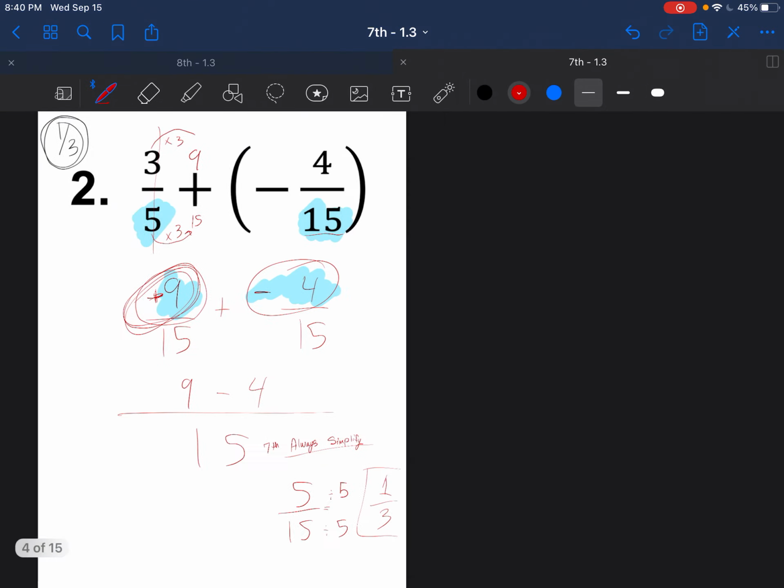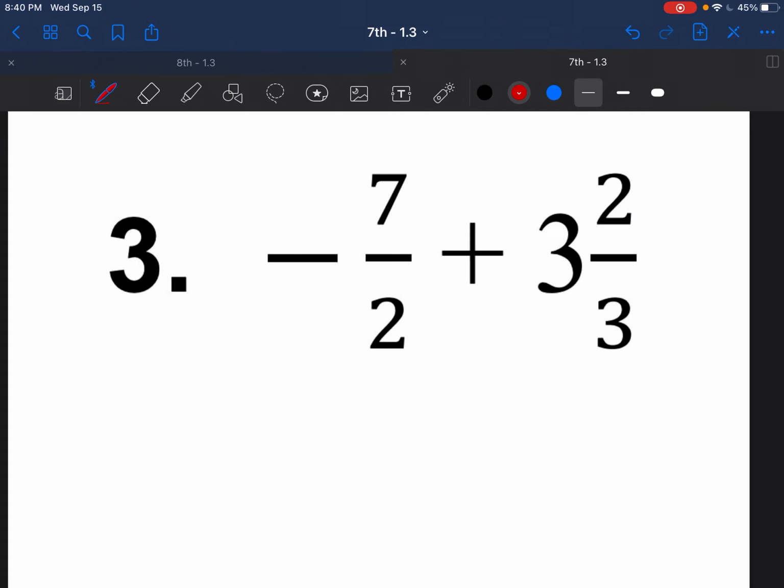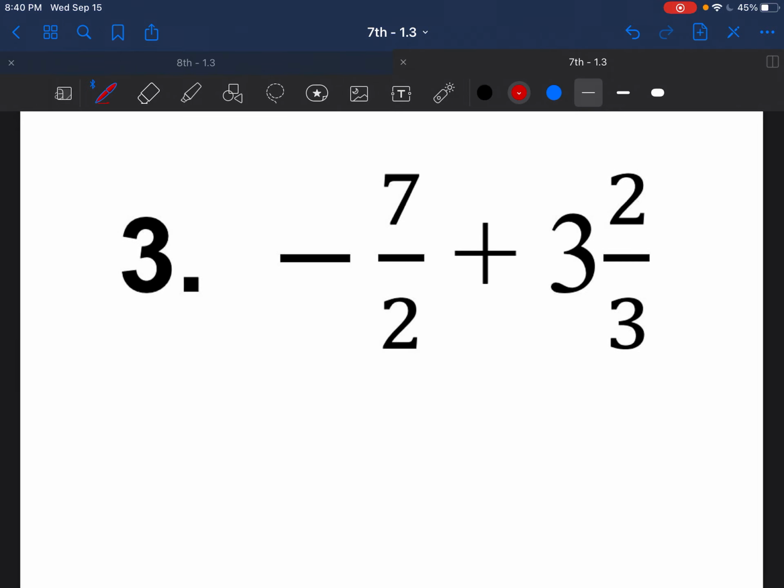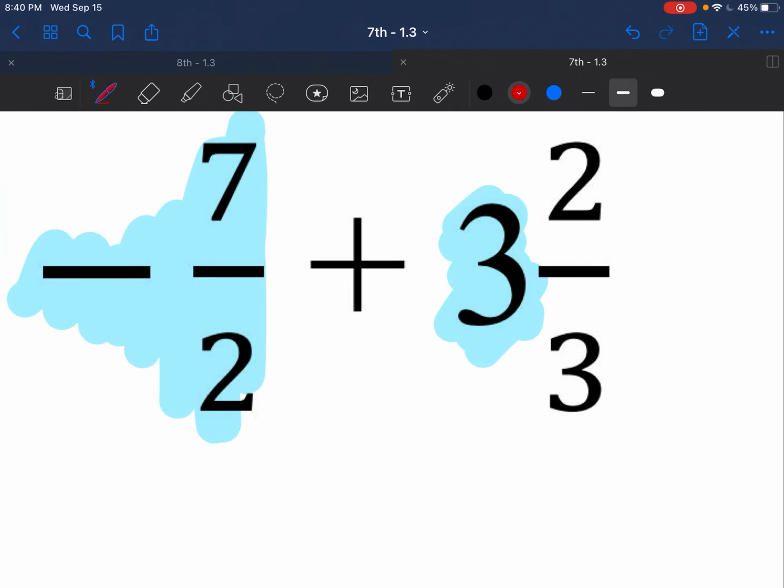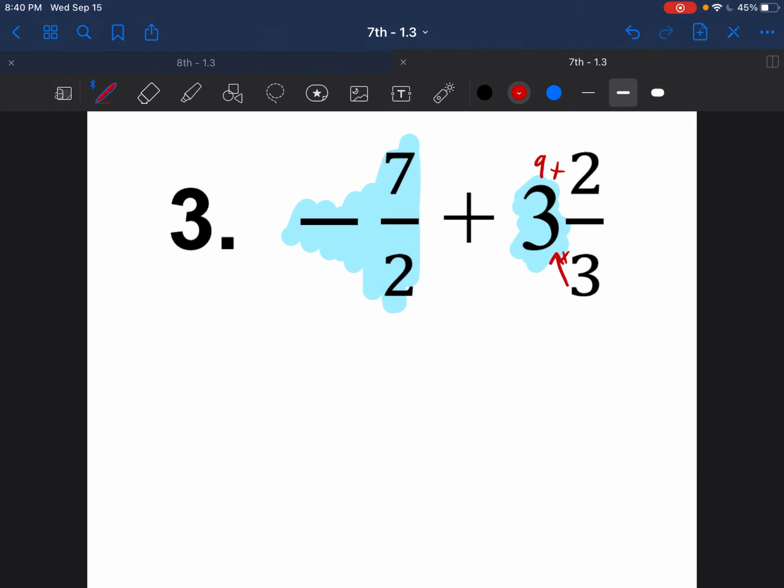All right, let's move on to question number 3. Here we go. So first thing you guys notice, we're like, oh man, this has some whole numbers, and then this is an improper fraction. I'd highly suggest just turn them both into improper fractions. It's easier that way. How do we do that? Well, let's multiply. So 3 times 3 is 9. 9 plus 2 is 11. So you now have 11/3.